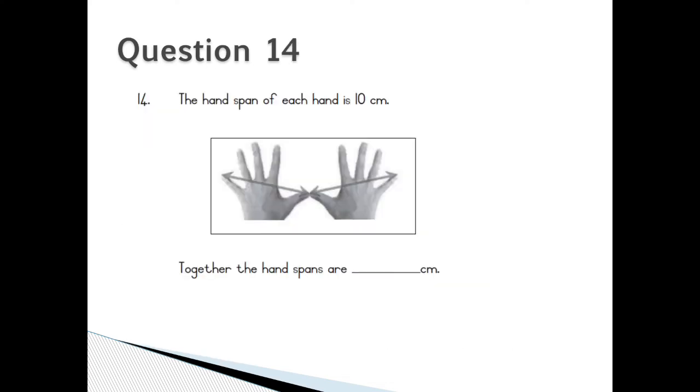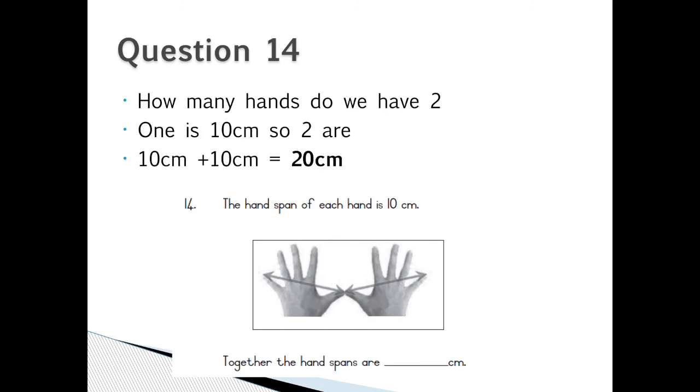Question 14. The handspan of each hand is 10 centimeters. Together the handspans are how many centimeters? So the question you need to ask is, how many hands do we have? We have 2. If 1 is 10 centimeters, so 2 will be 10 plus 10 centimeters, which is equal to 20 centimeters.